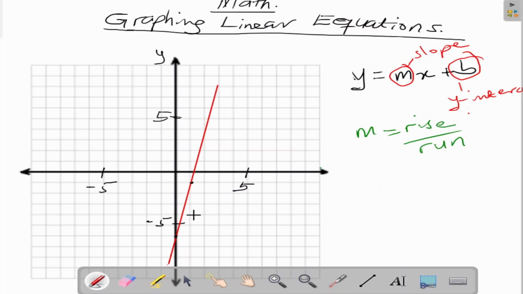So now we find the slope, which is rise over run. We rise 1, 2, 3, 4, 5. Then we run 1. So it means that the equation of our line is y equals 5/1, but we'll not write the 1, so y equals 5x minus 6, because our y-intercept is -6.